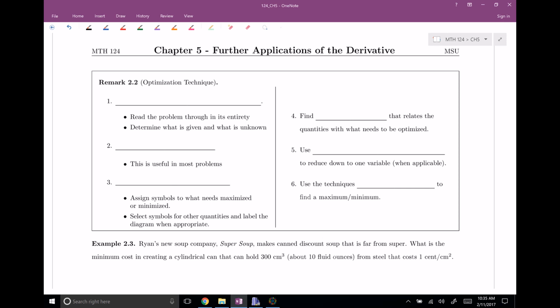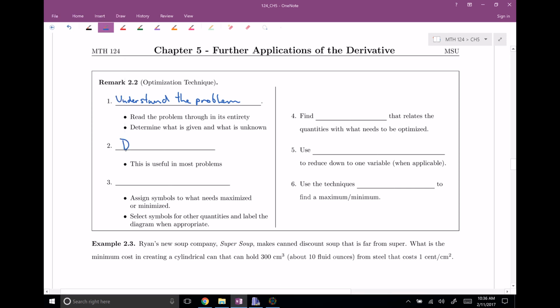The first step is we really want to read and try to understand the problem. So while doing this, of course, read through it in its entirety and also determine what is given and what is unknown. So in the last case, we had that we purchased, for instance, 32 feet of wood. We knew that it was a rectangular planter box, and we wanted to know what were the dimensions that maximized area.